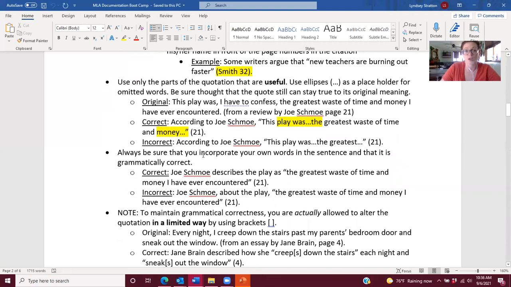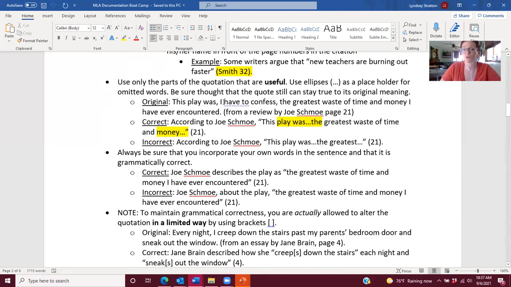Okay, so I give you another example: this play was, I have to confess, the greatest waste of time and money I have ever encountered. Now, if I'm going to be using this, I don't need to put the I have to confess because it's not mine. It's not my words. I'm borrowing it. I just want to say that the play was a waste of time and money.